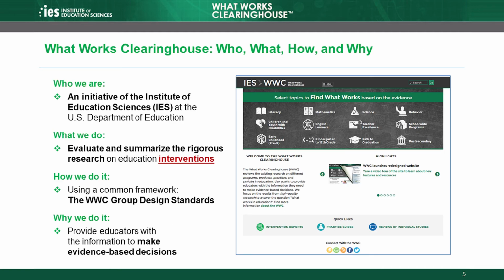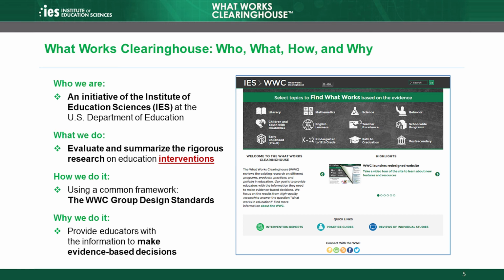Before you participate in the training, it will be helpful to have some basic information on the What Works Clearinghouse. The WWC is an initiative of the Institute of Education Sciences at the U.S. Department of Education. The purpose of the WWC is to evaluate and summarize the rigorous research on education interventions. We define interventions as any educational program, product, practice, or policy aimed at improving student outcomes. An intervention might be a math curriculum, an after-school program, the use of educational software, or an instructional practice for teaching reading.